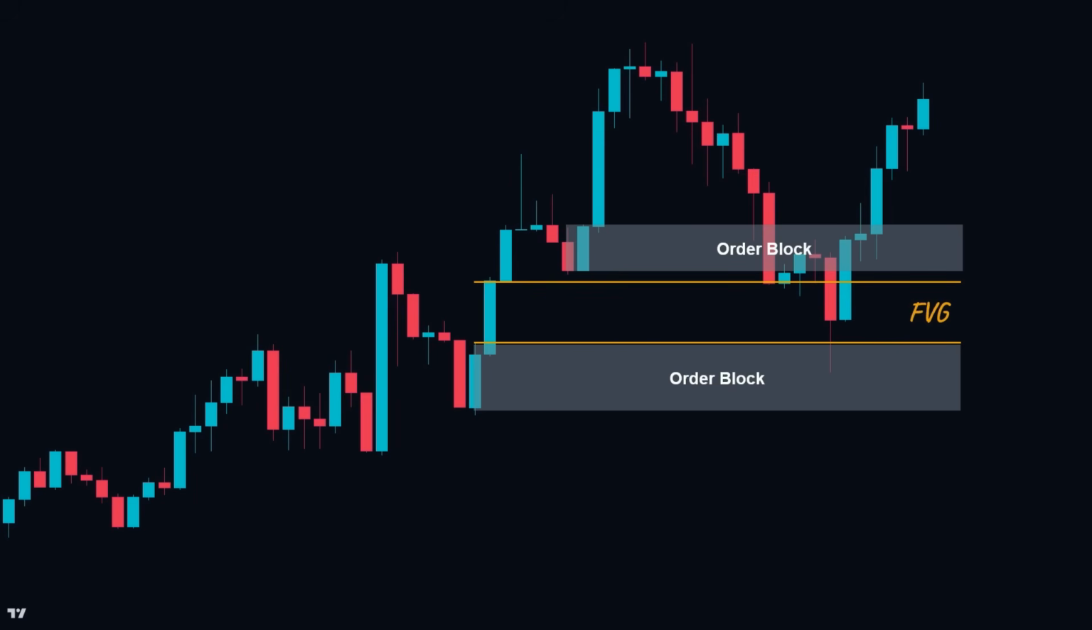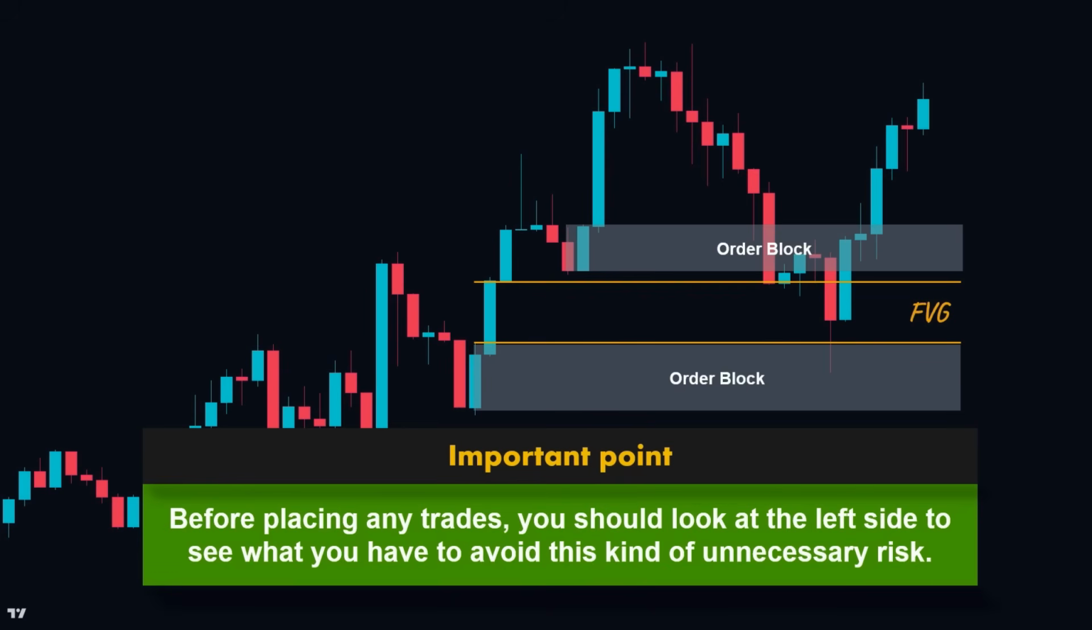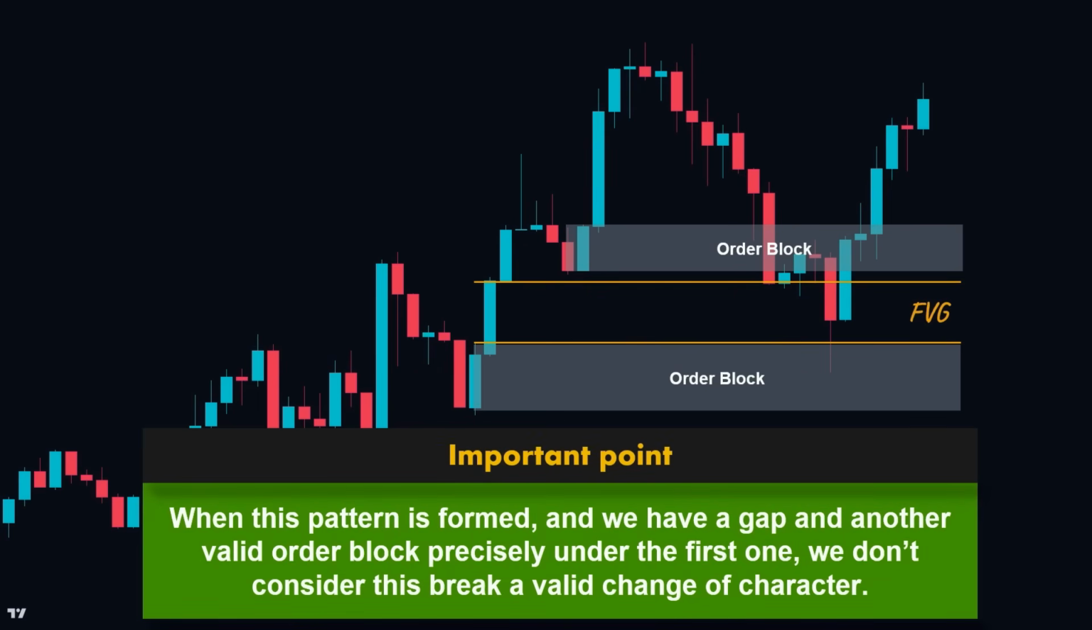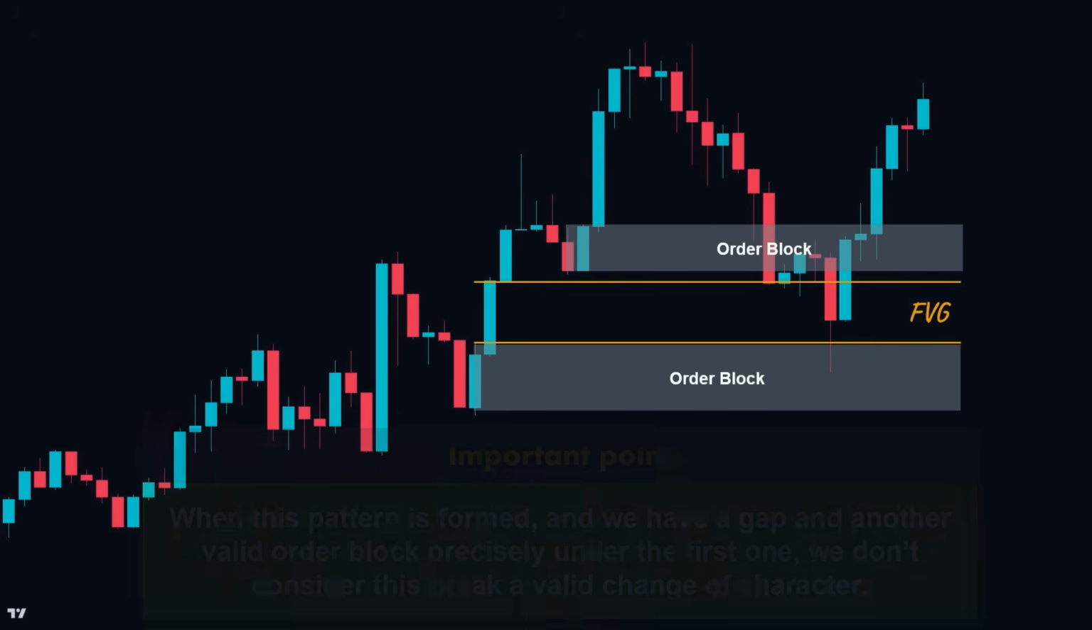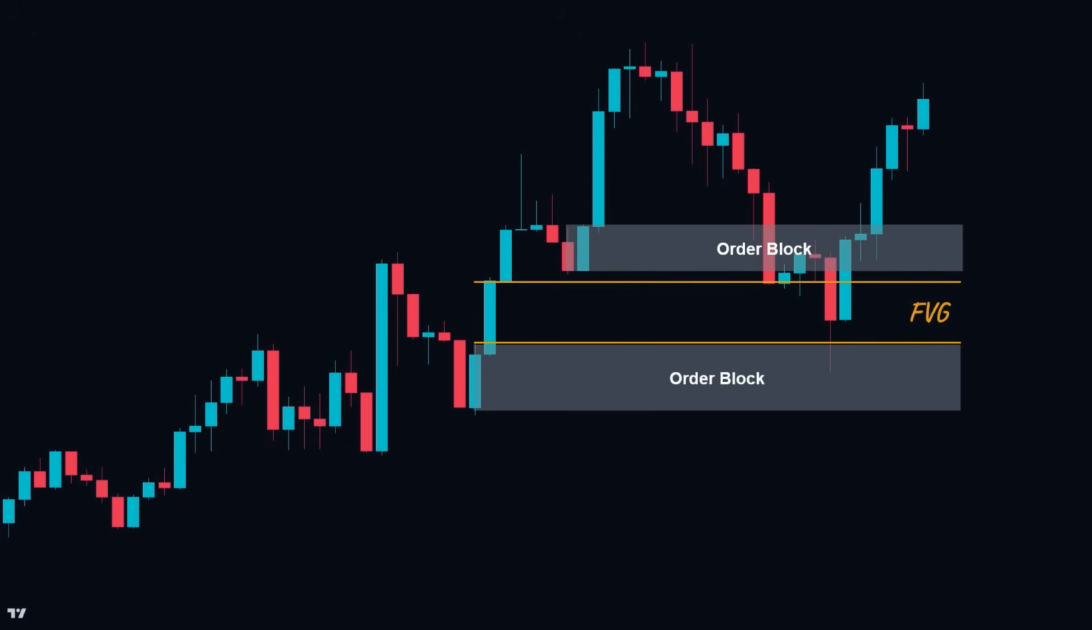So, here are 2 points. First, before placing any trades, you should look at the left side to see what you have to avoid this kind of unnecessary risk. Second, when this pattern is formed, and we have a gap and another valid order block precisely under the first one, we don't consider this break a valid change of character, since there is a high chance for this move to be just a liquidity grab, and does not necessarily mean a reversal is coming.